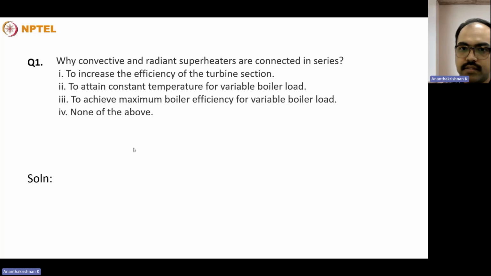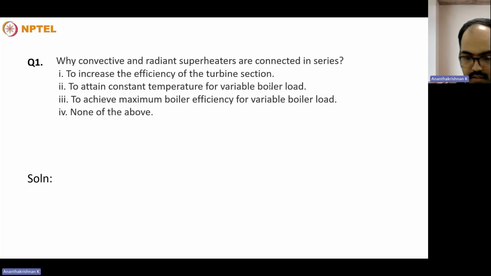So the question states why convective and radiant superheaters are connected in series. Is it to increase the efficiency of the turbine section, to attain constant temperature for variable boiler load, to achieve maximum boiler efficiency for variable boiler load, or none of the above? So this has got nothing to do with the turbine section. This is something that happens in the boiler. So does it involve maximum boiler efficiency? Boiler efficiency corresponds to the output to the input that happens in the boiler heat exchanger. So this has got nothing to do with it.